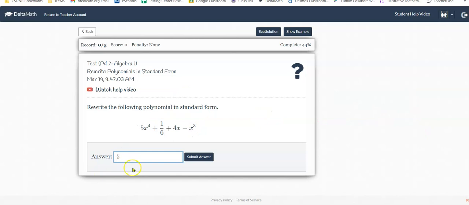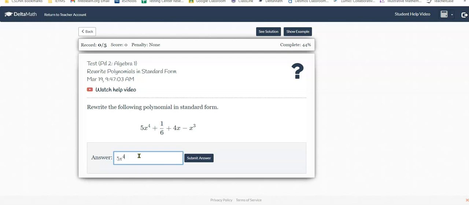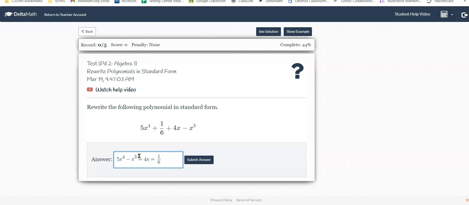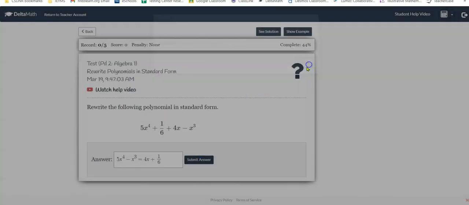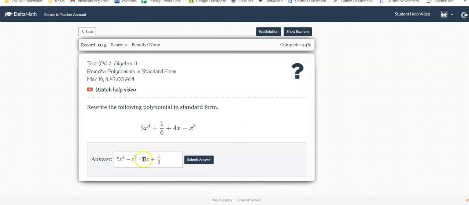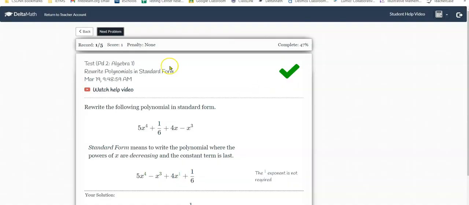And type here 5x. You can get a power by pressing Shift 6. So when you're here, Shift 6 puts you up in the power position. Then I have minus x shift 6, and then I have plus 4x, and then I have plus 1 fraction bar 6. Whoops, I put an equal sign by accident. All right, I'm going to do this one more time, but I think this is pretty basic. I've got to fix my plus signs. I accidentally put equal signs.